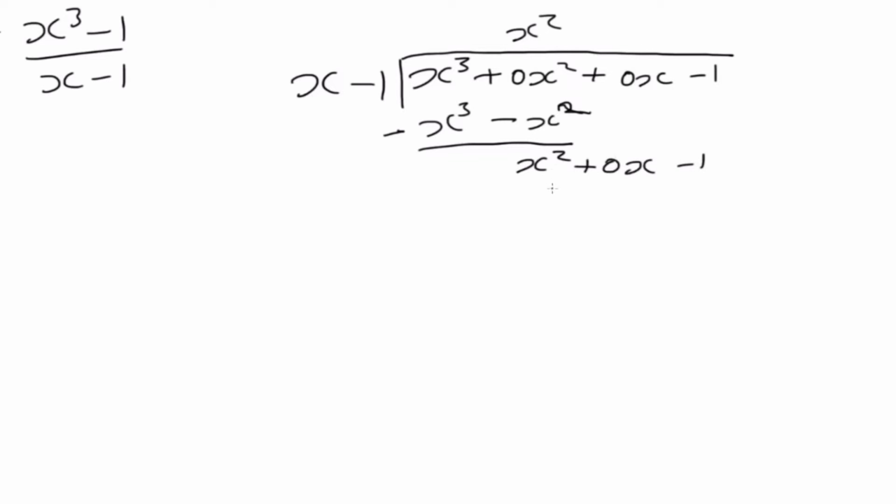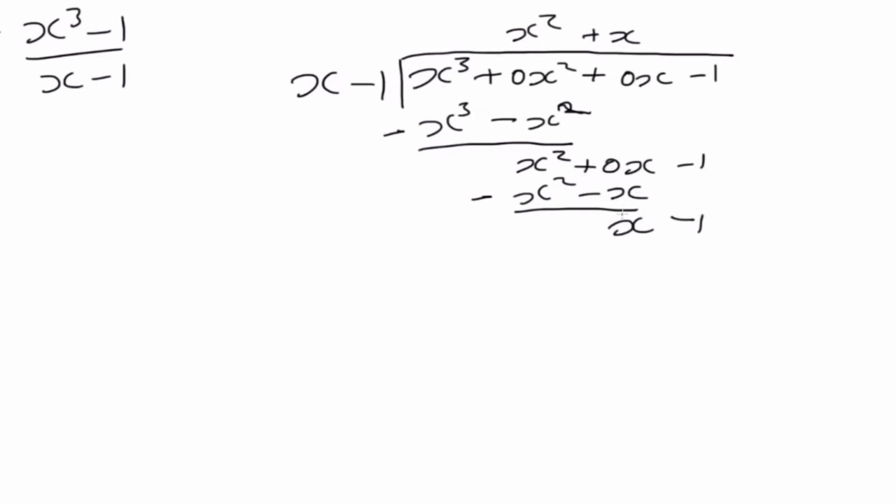0x minus 1. Now, what do we times x by to get x squared? Well, we all know this one is just x. So x times x gives you x squared, and minus 1 times x gives you minus x. Now we take these away from each other. As you can see, these two cancel out. x squared minus x squared is 0, obviously, but 0x minus minus x gives you a positive x, which will just leave you with x. Let's bring this term down.